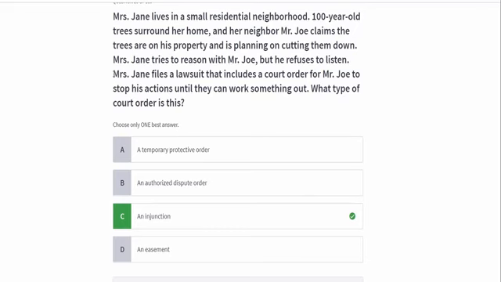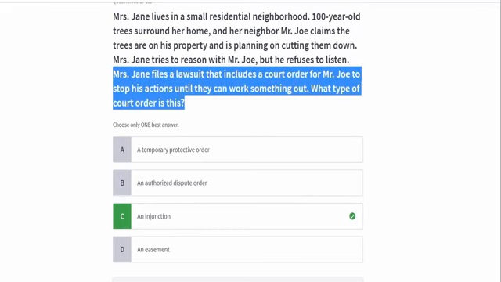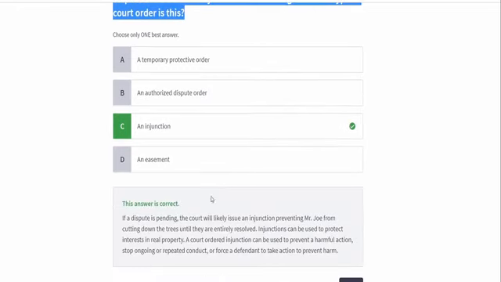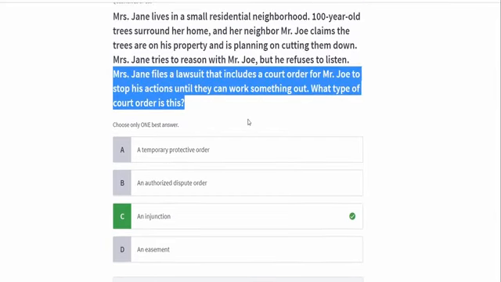So really all this part is the most important part of that question. And knowing this, you can tell, okay, stop his actions and work something out. It's almost like a break. It's almost like a pause. That would be an injunction, again, because we know this definition, right? We know that it is used to prevent a harmful action or stop ongoing or repeat contact. So it is almost like a pause. Keep that in mind as well when you're dissecting these longer questions. Just look for the two most important parts and then take it from there.